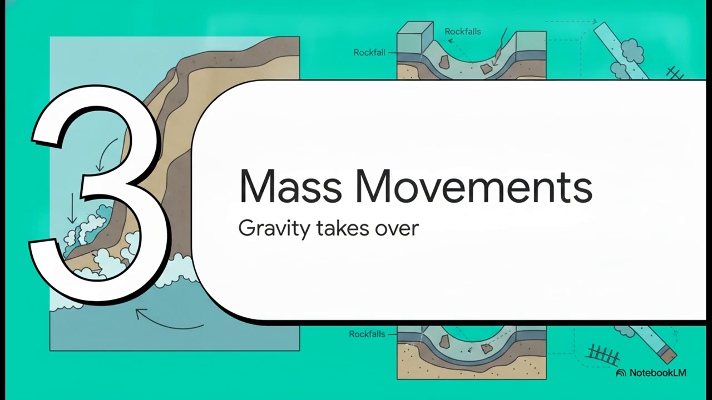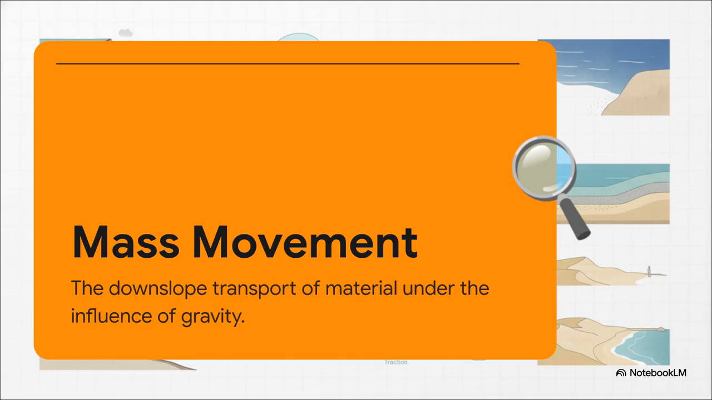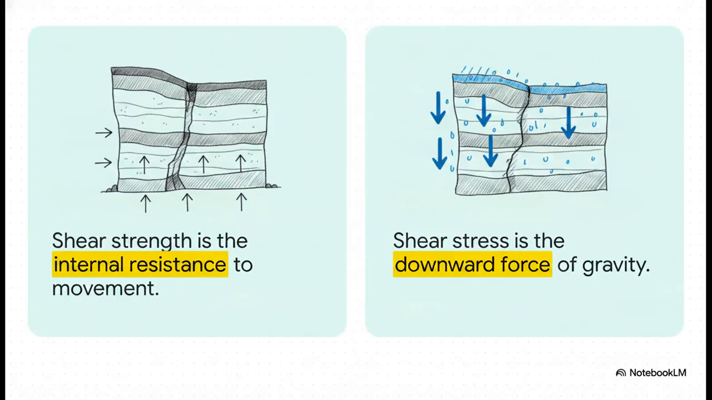Moving on to Section 3, Mass Movements. This is where gravity completely takes over. Essentially, a mass movement is the downslope transport of material under the direct influence of gravity. It doesn't really need a moving agent like water or wind to carry it. Gravity is the main driver here. And it usually acts on the exact same material that was just weakened by all those weathering processes we talked about earlier.